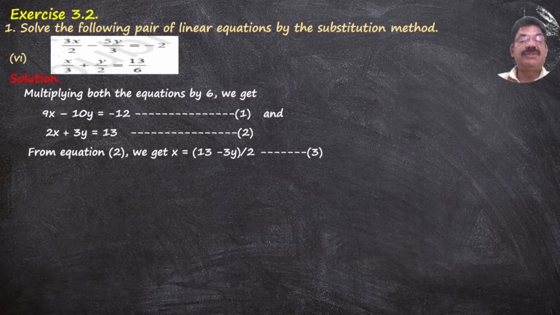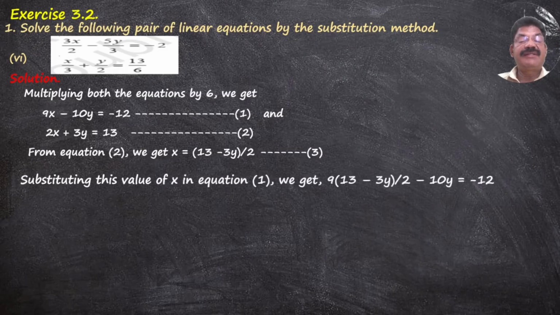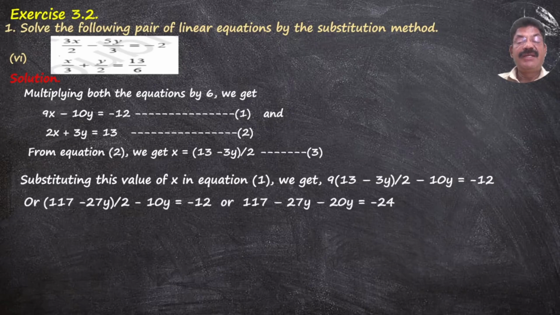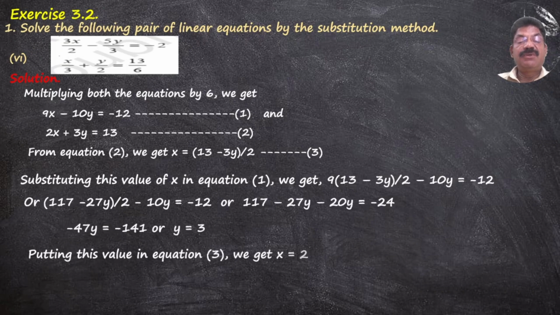So from equation 2, I get x is equal to (13 minus 3y) divided by 2. Substitute this value of x in equation number 1. I get 9 into (13 minus 3y) divided by 2 minus 10y is equal to minus 12. When you simplify, you get y is equal to 3. Putting this value of y equal to 3 in equation 3, I get x is equal to 2. Therefore, the solution of the given pair of linear equations is x is equal to 2, y equal to 3.